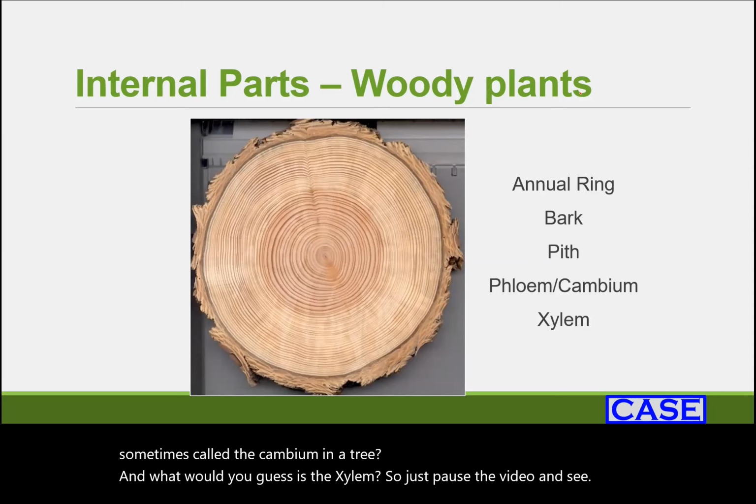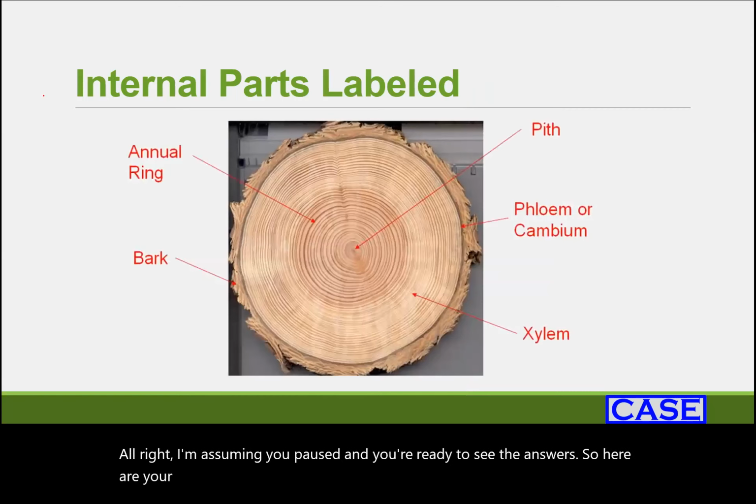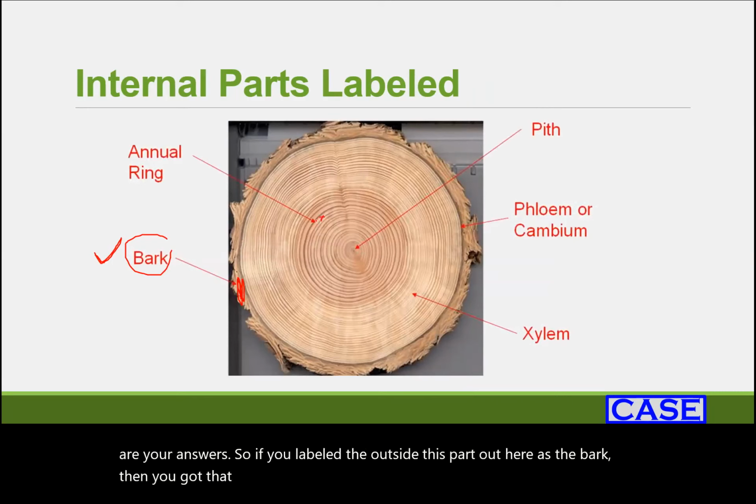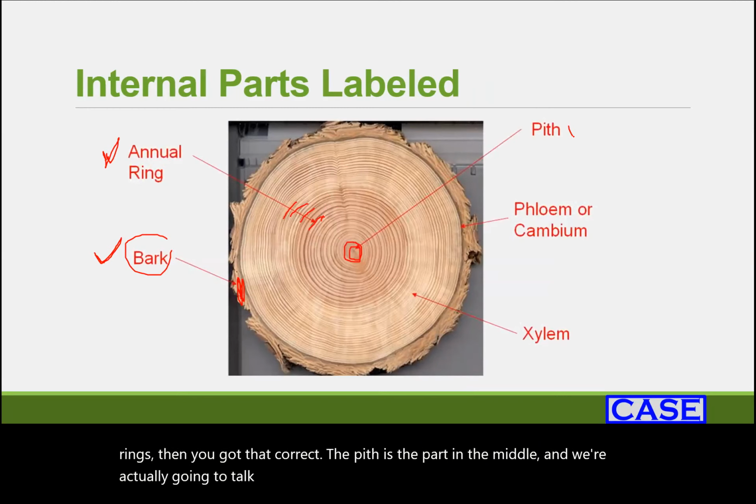All right, I'm assuming you paused and you're ready to see the answers. So here are your answers. If you labeled the outside, this part out here, as the bark, then you got that correct. And if you labeled any of these rings as the annual rings, then you got that correct. The pith is the part in the middle, and we're actually going to talk about that as our vocabulary word today, so we're going to come back to that.